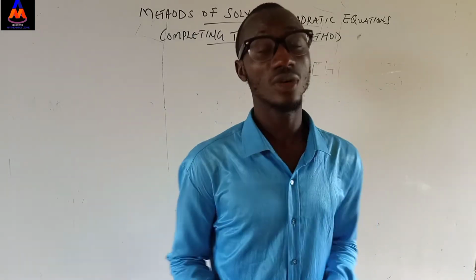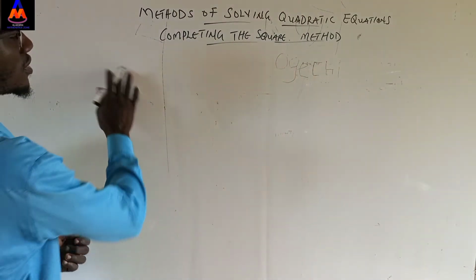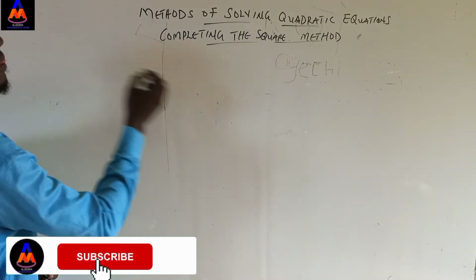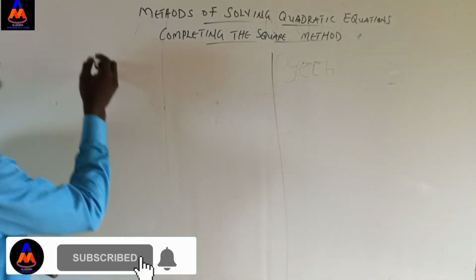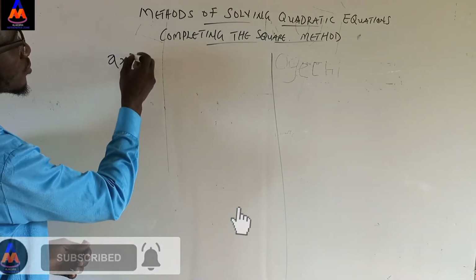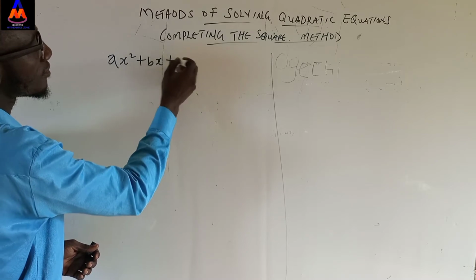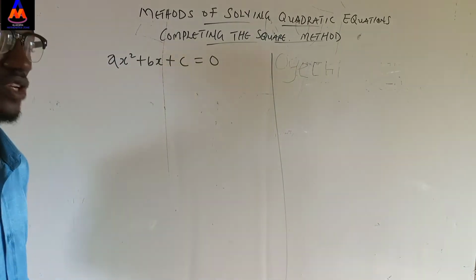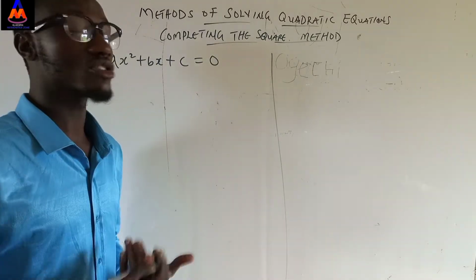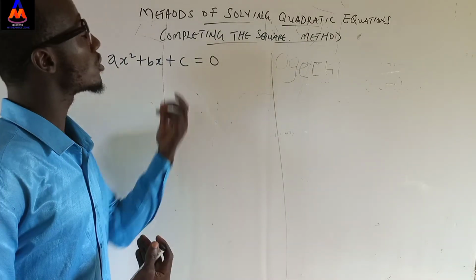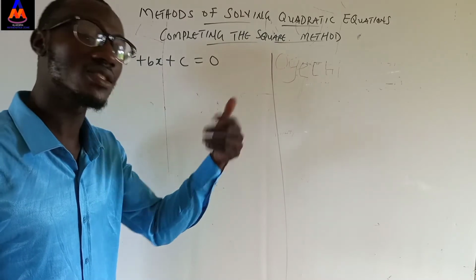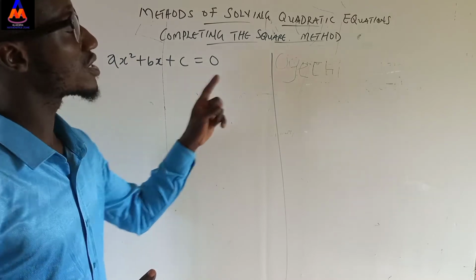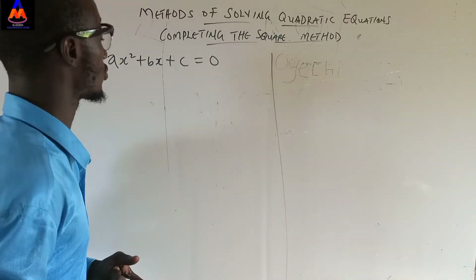Now, follow along. We are given the general representation of a quadratic equation to be ax squared plus bx plus c equals 0. This is the general representation of a quadratic equation. Then let's assume that we want to use the method called the completing the square method. I'm going to tell you the steps that are used when you are using this method now, so pay attention to it.